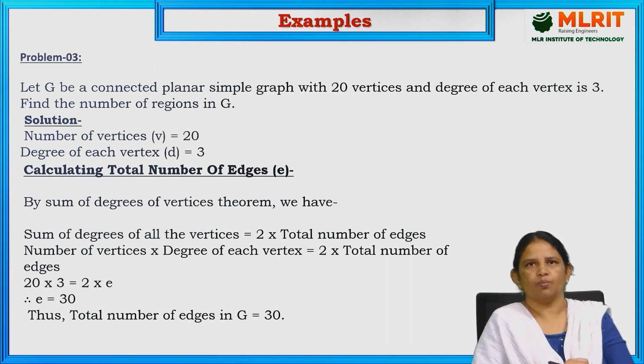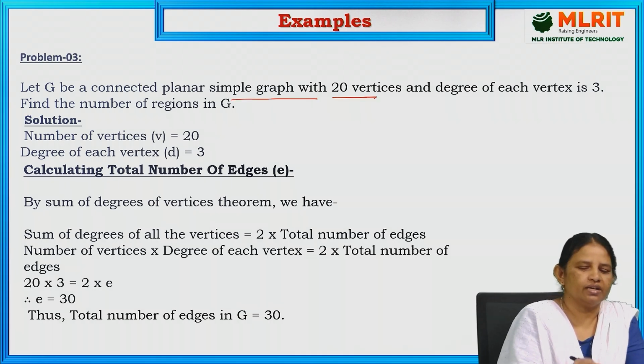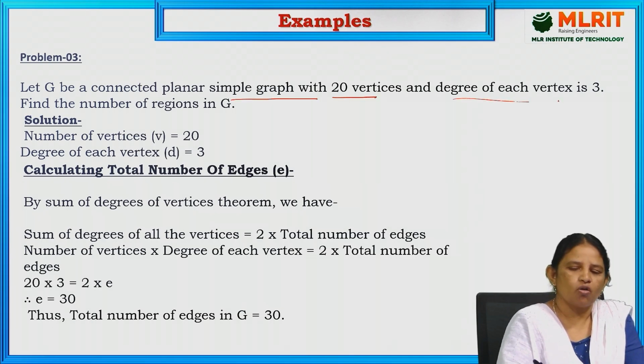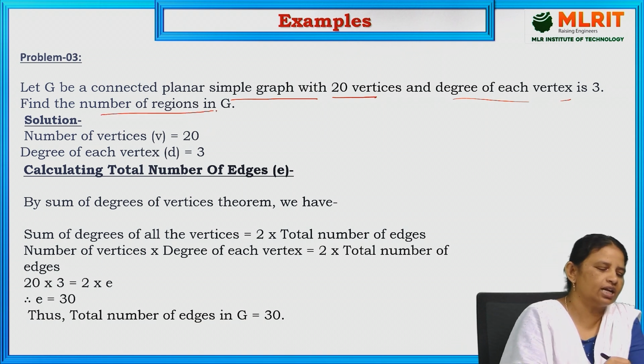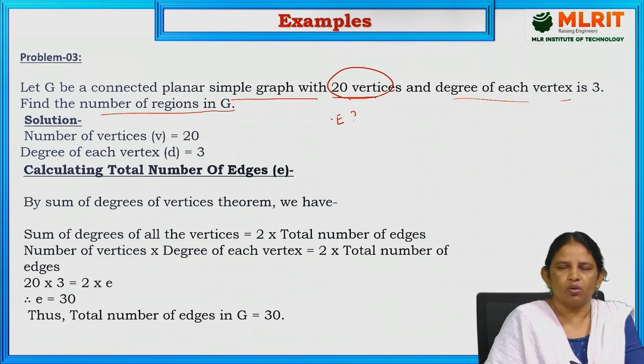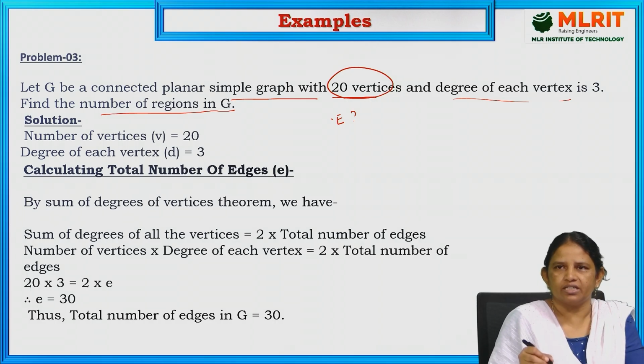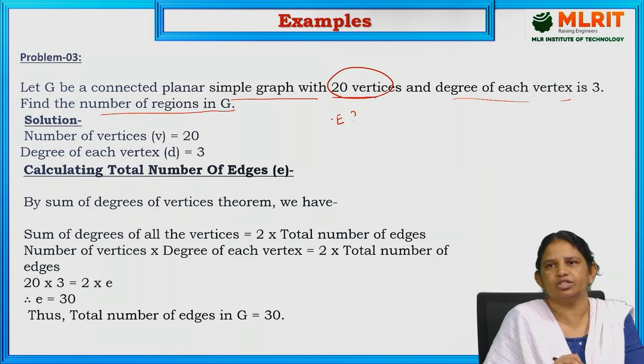Consider one more example. Let G be a connected planar simple graph with 20 vertices and the degree of each vertex is 3. Find the number of regions. We don't know E, the number of edges, but the vertices are given. So we need to apply one more theorem, the sum of the degrees of vertices theorem, to find the number of edges. Once we know the number of edges and number of vertices, it is easy to find the number of regions.